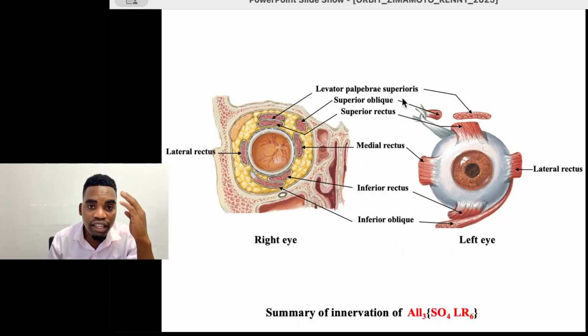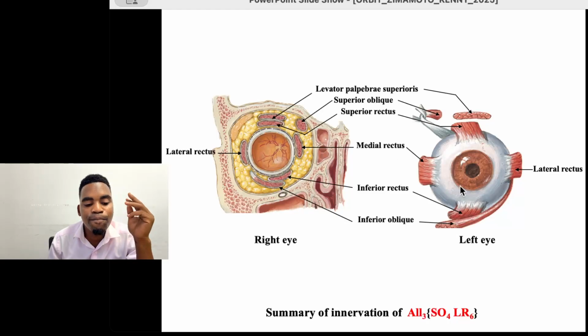Welcome to a quick recap on extraocular muscles. We have 7 extraocular muscles. The first one is the levator palpebrae superioris, and then we have 4 recti muscles, 4 straight muscles. These are the superior rectus, inferior rectus, medial rectus and lateral rectus, and then we have 2 oblique muscles: the superior oblique and the inferior oblique.